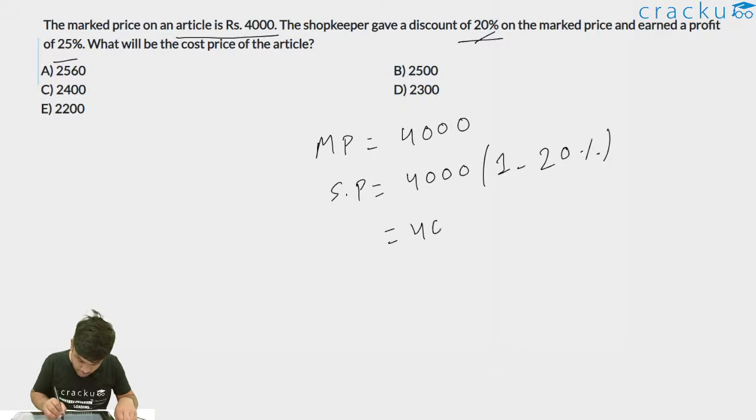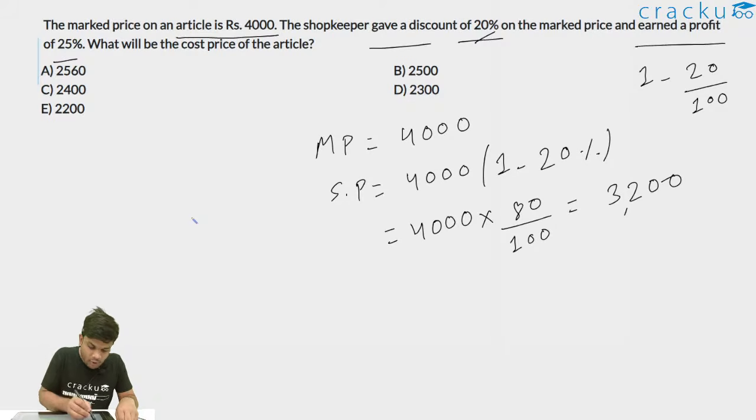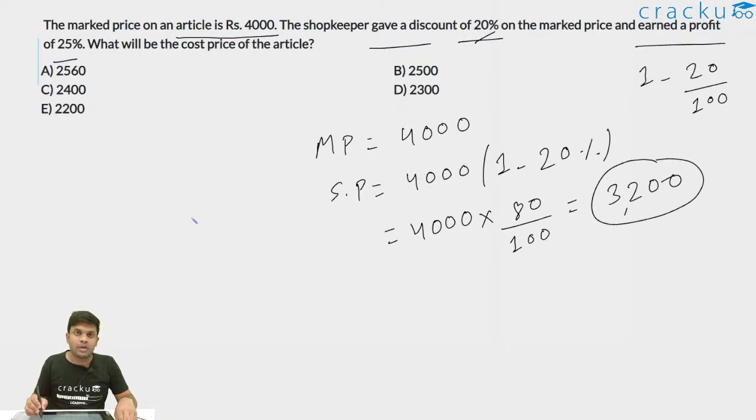So it will be 4,000. Now 1 minus 20% is nothing but 1 minus 20 by 100. So when you solve it, you will get 80 by 100. When you multiply it, you will get the selling price as rupees 3,200. Now the shopkeeper gave a discount and the shopkeeper earned a profit of 25%. So by selling it at 3,200, the shopkeeper is earning a profit of 25%.